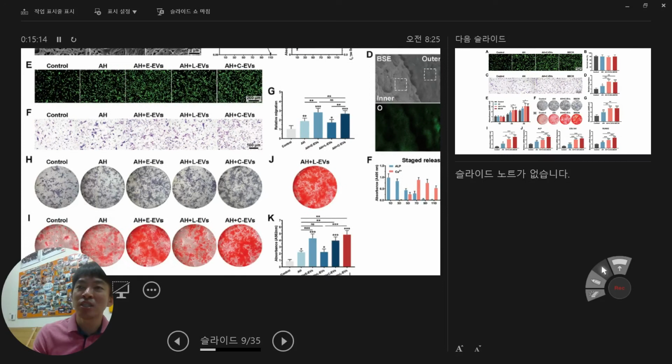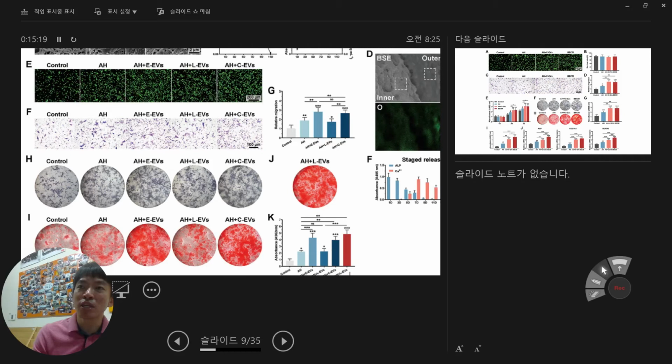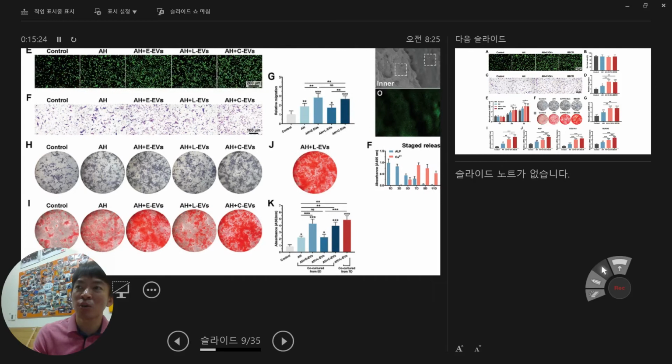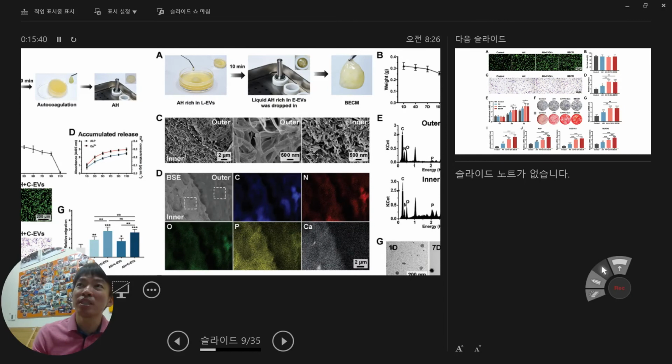And then this is the same as before, because they implant this early EV and late EV together, so late EV cannot act properly from the initial stage, so that is why late EV is always low, but early EV and the combination are good. But here, when they implant this late EV at day 7, it's also working.